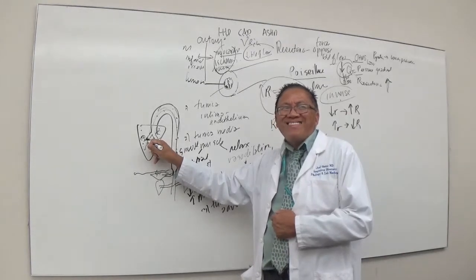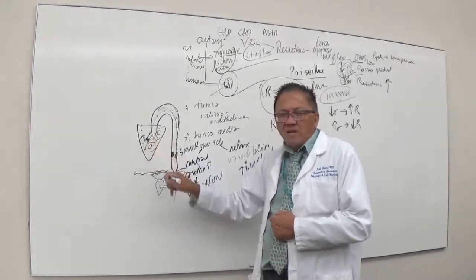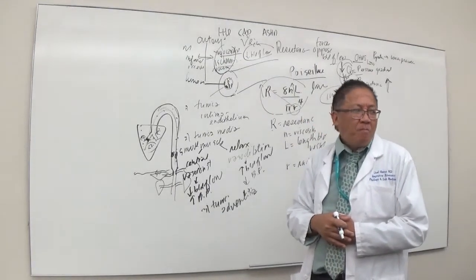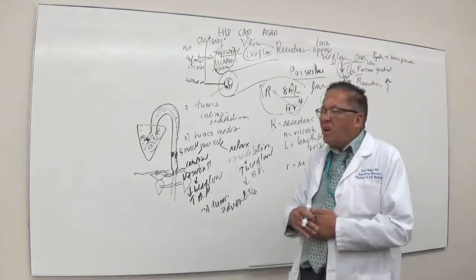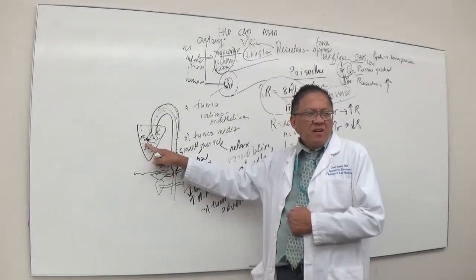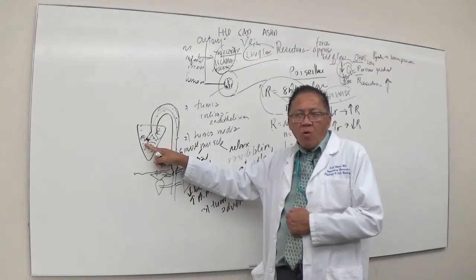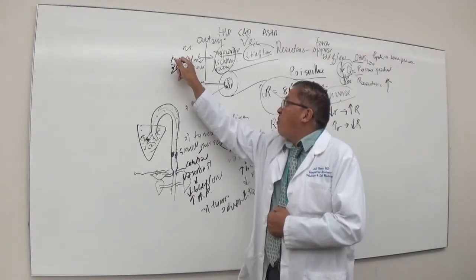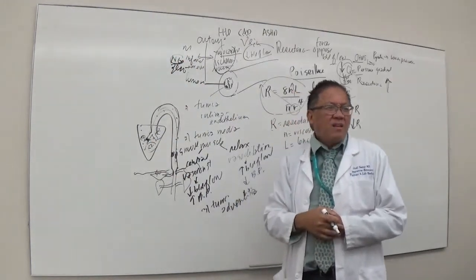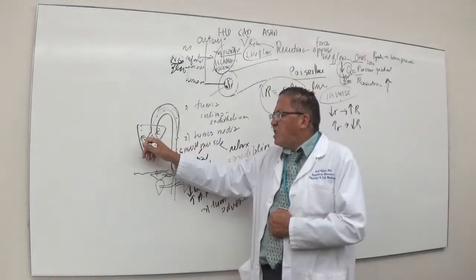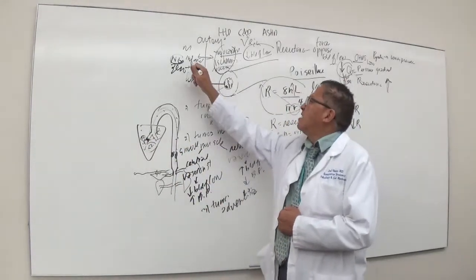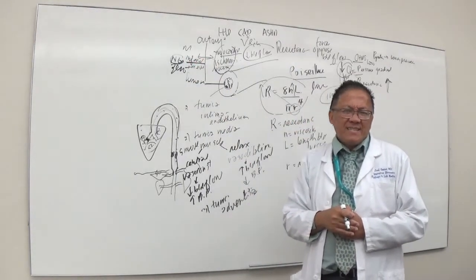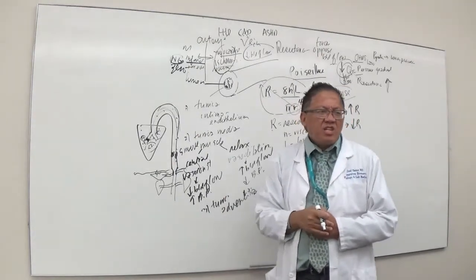And what will the blood clot and fat deposit do? Complete obstruction. And when there is complete obstruction of the coronary artery, will there be blood flow here? No. Zero. No blood flow. Without blood, without oxygen, the muscle tissue here, the myocardium, will die. It's called necrosis or infarction, tissue death.